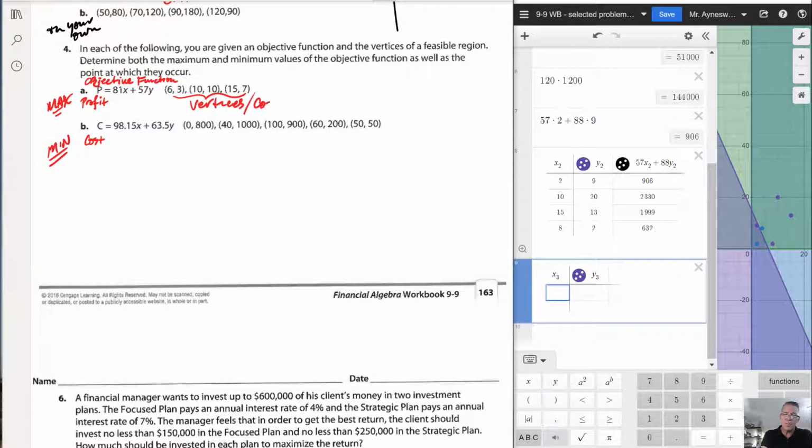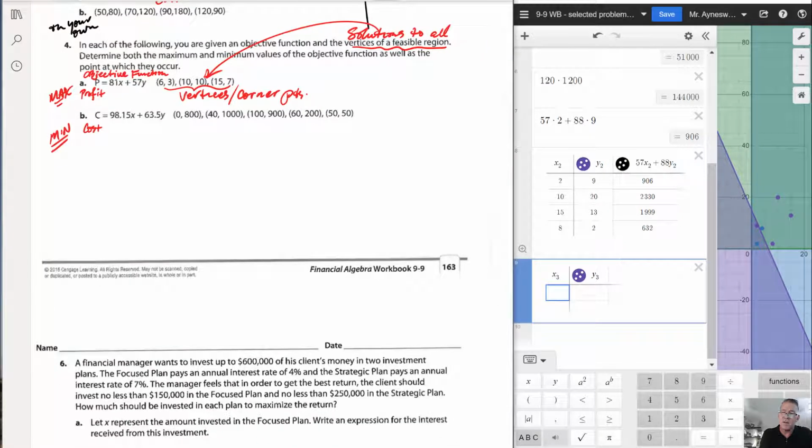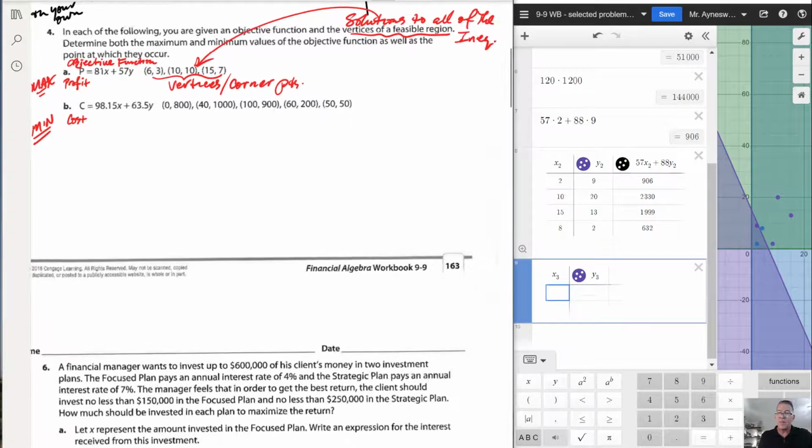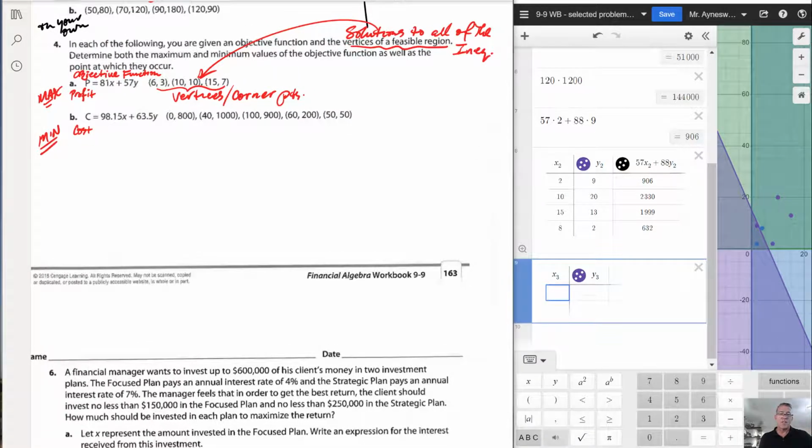Okay, corner points of the feasible region. It says vertices of the feasible region. That's this right here. And that means they are solutions to all of the inequalities. Now we're not given the inequalities here, but this is just testing your knowledge of what to do with the vertices.